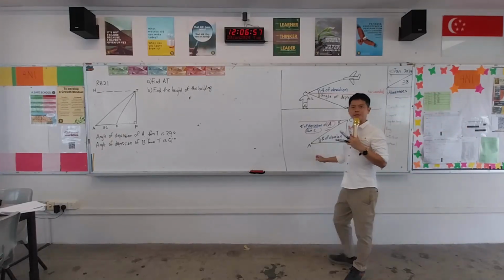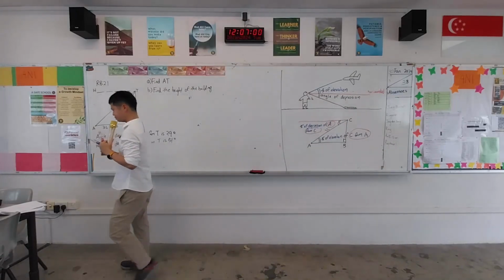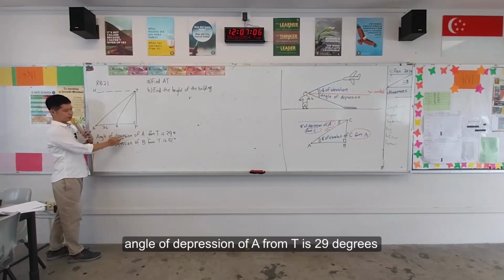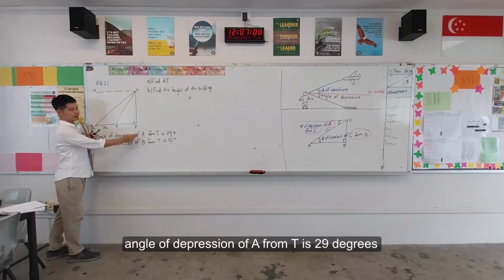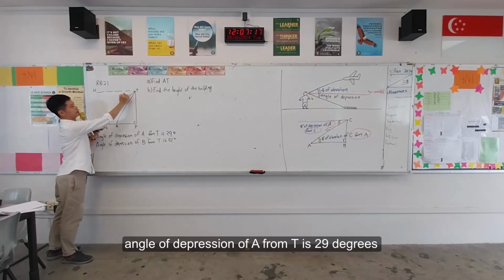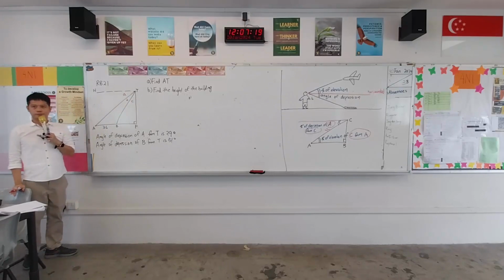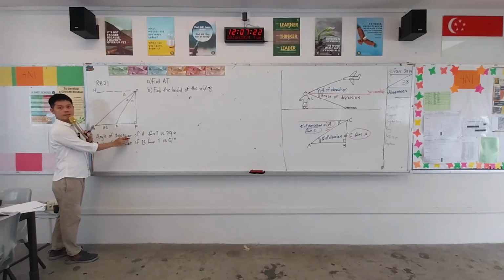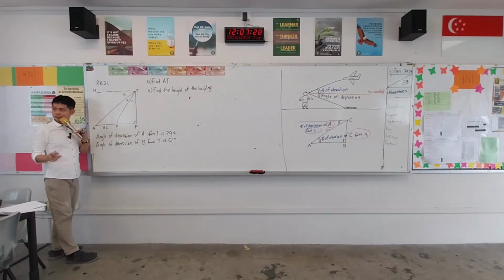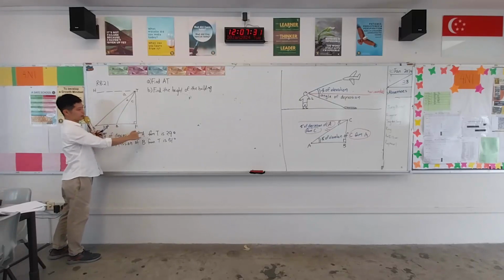Now I'm going to show you why this is important. Let's look at a tough question. I'll try to explain and make it easy. The question says: angle of depression, I'm looking at A from T. So which angle is it? Is it angle A, angle B, or angle C? I'm at T, looking at A. Which angle is this? Angle A. So angle A is 29. I'll erase this and change it to 29.